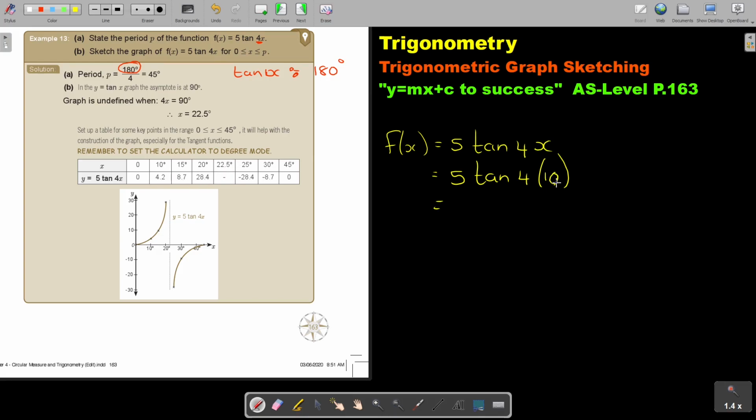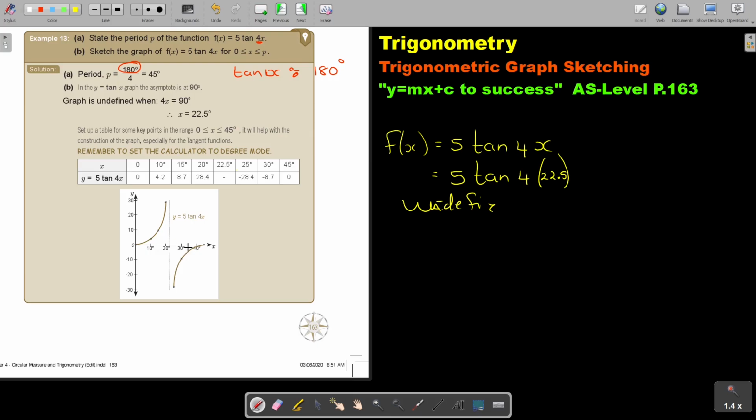And this one, you can test it. It's just going to give you an error. This is just showing you the asymptote. If you put in 22.5, you press 5 multiplied by tan, bracket, 4 multiplied by 22.5, close the bracket, equals, it gives you a maths error. And that indicates that it is undefined. Undefined, like that. It indicates the asymptote.